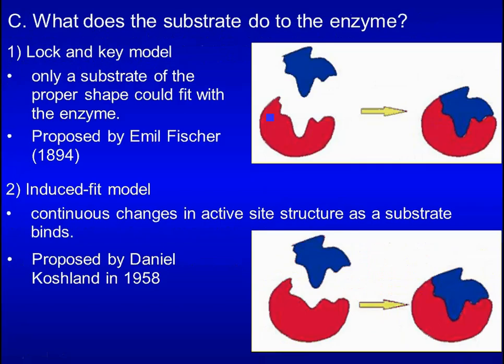What does the substrate do to the enzyme? There are two models to explain this. One is an early model proposed by Fischer, lock and key model. Only a substrate of the proper shape could fit with the enzyme. In this model, the substrate doesn't do much to change the enzyme. This model could explain only some aspects of the mechanism of the enzyme, but it is simple. We will use this model to explain competitive inhibitors.